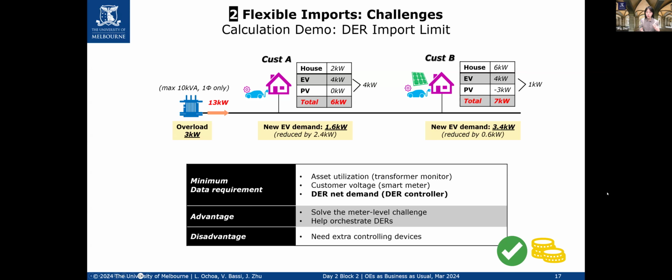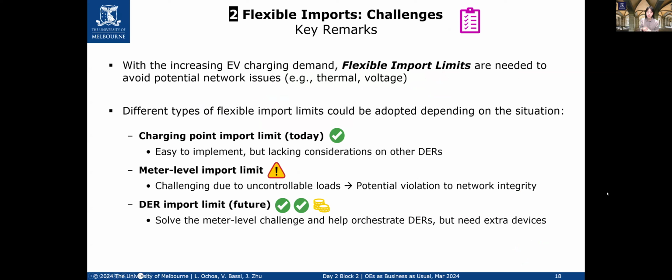Moving on. So let me go through the key remarks to wrap up my talk today. This is going to change very soon with the game changer, electric vehicles. This demand will surge, and flexible input limits are needed to avoid potential network issues, as you know, the thermal and the voltages. And there are different types of input limits available, which can be adopted depending on the different scenarios that we need.